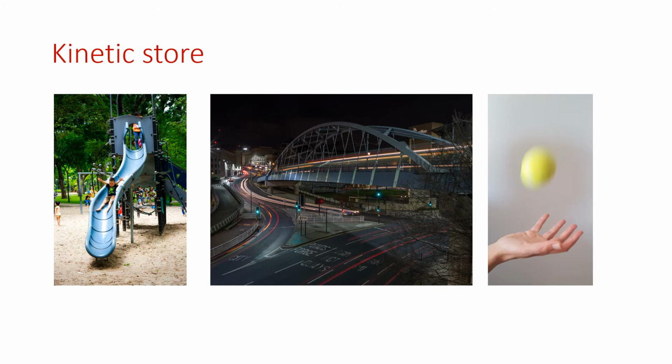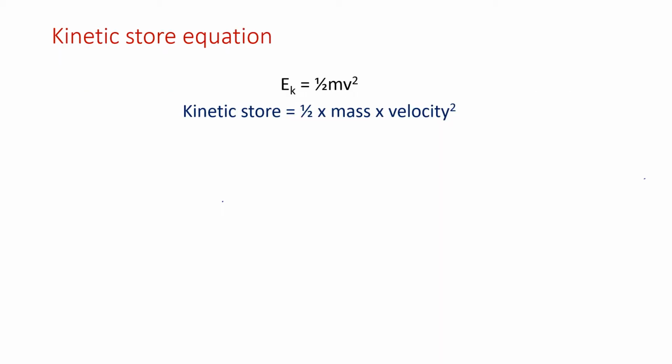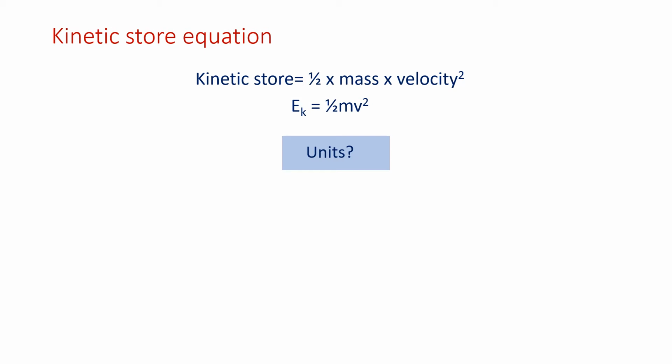So some examples are shown here of objects which have energy in a kinetic store. You can probably think of lots of examples of your own, but we're going to be thinking about how to calculate the kinetic store of energy. So what do you think it depends on? The equation for kinetic store is a half times the mass times velocity squared. What would the units be? Any store of energy is going to have the same units, and that unit of energy is the joule.